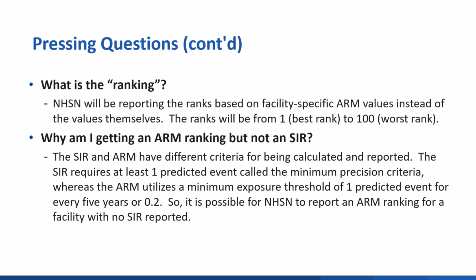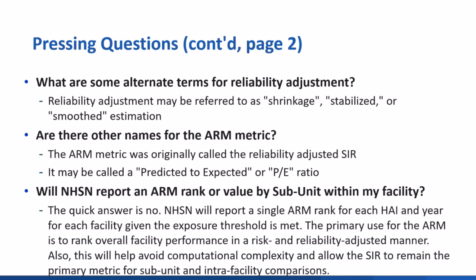These next two bullets are about phrasing, and I'm going to talk about them together. So the ARM nomenclature, we're probably going to be the only ones that use that phrase, and there's no universally agreed upon term, it seems, to represent this metric or this method. So instead of reliability adjustment, you could hear other groups use phrases like shrinkage, stabilized, or smoothed estimation. All of them I've found in the literature.